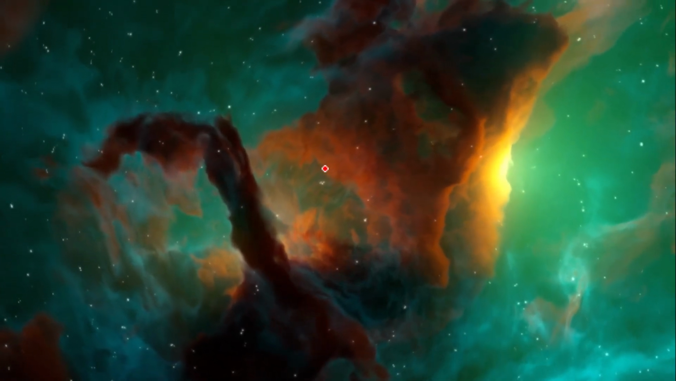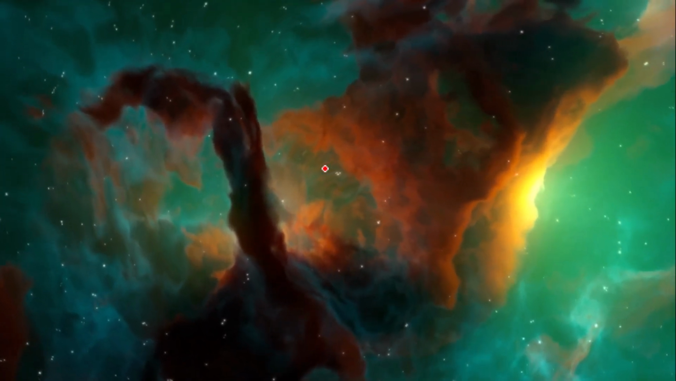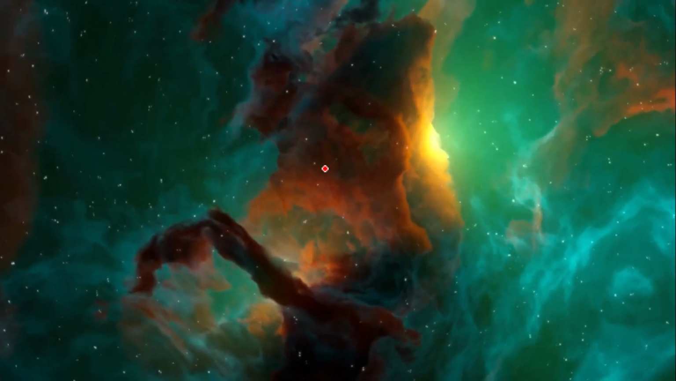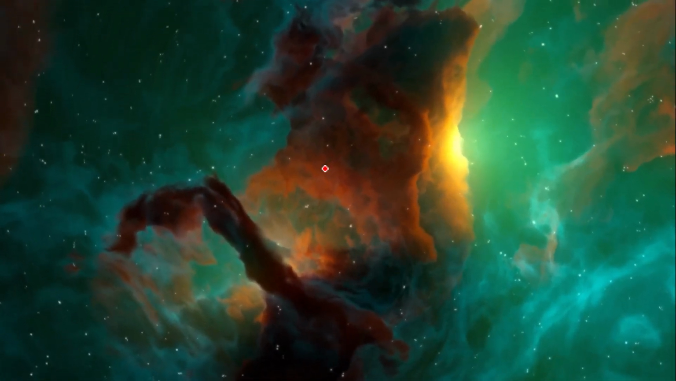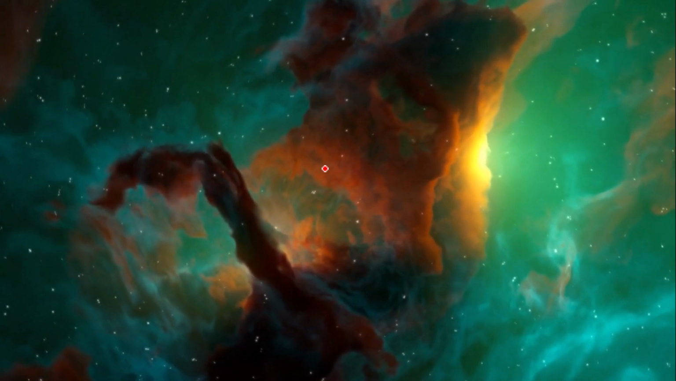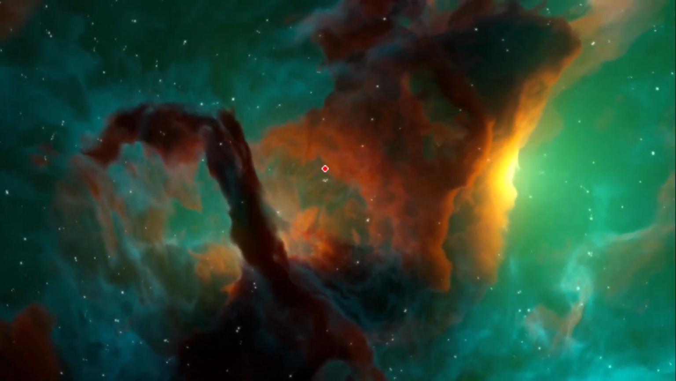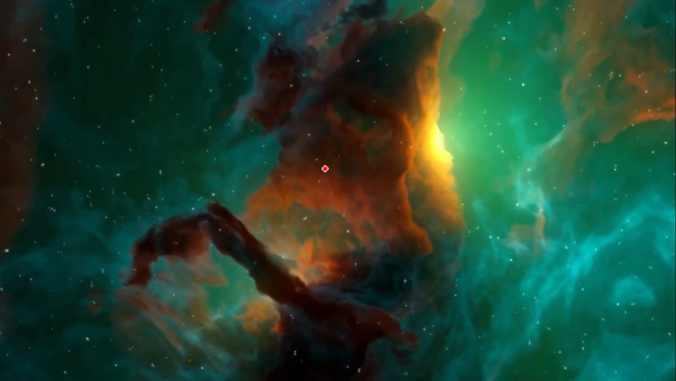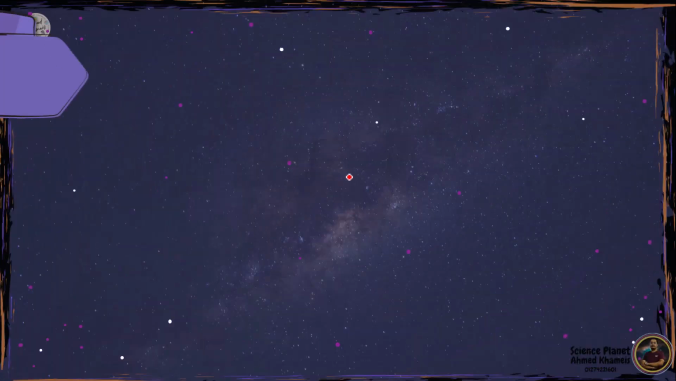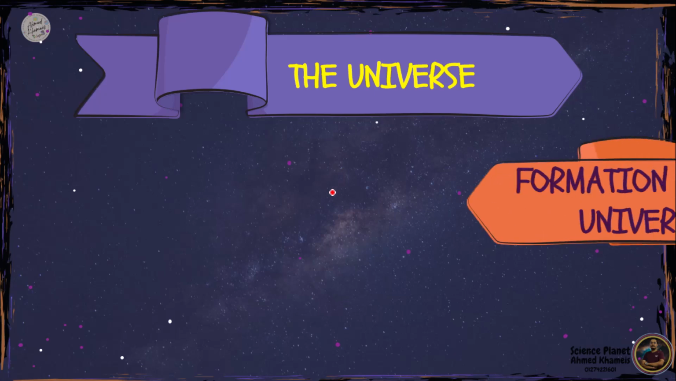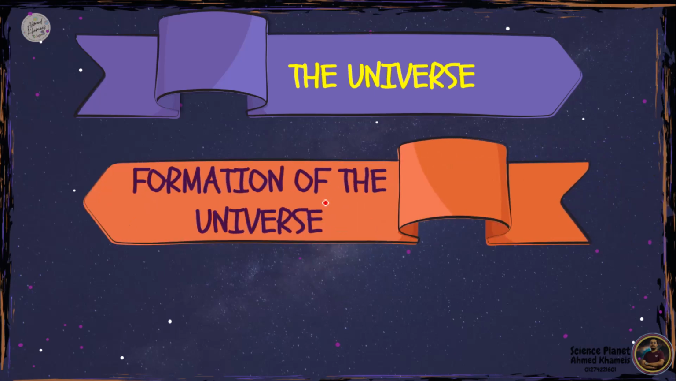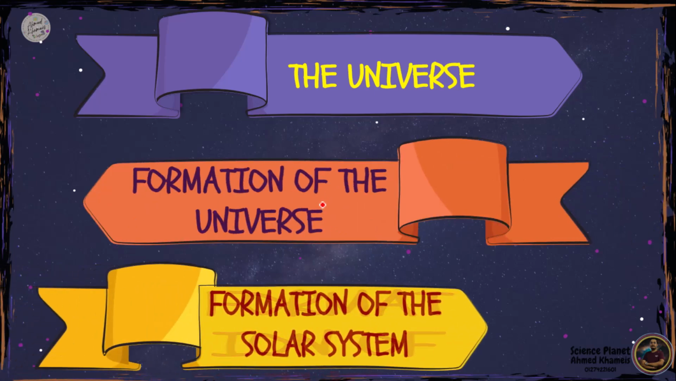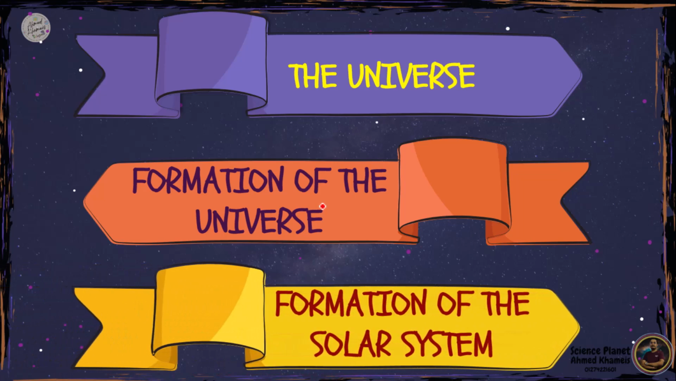We will also explore some of the tools and methods that astronomers use to study the universe, such as telescopes, satellites, probes, and mathematical models. By the end of the session, you will have a better understanding of the origin, structure, and evolution of the universe and its components. We will start the lesson by discussing the universe, then we'll discuss the formation of the universe, and we will finish with the formation of the solar system.